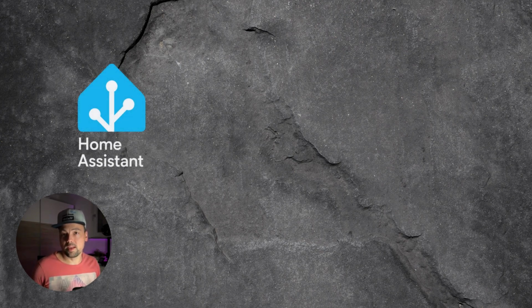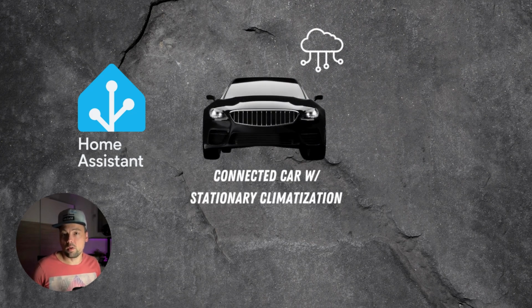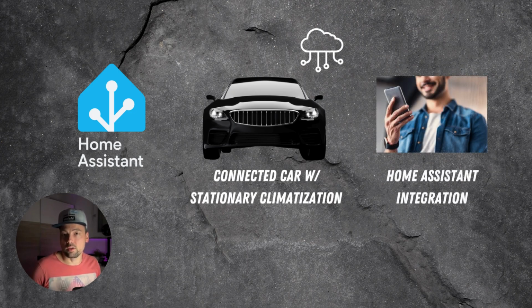What do we need to get this project started? Well, in this case, it's not so complicated. First of all, we need a Home Assistant installation to create the automations in. Then we need a connected car, which also reports its position to the cloud and which allows to activate the stationary air condition remotely. And thirdly, we need an integration of our connected car into Home Assistant.